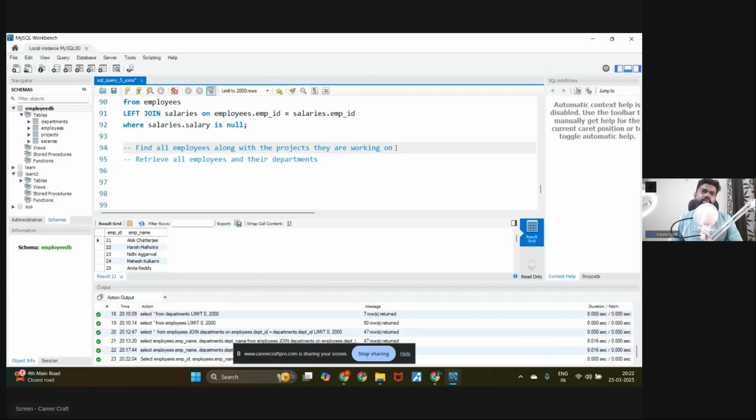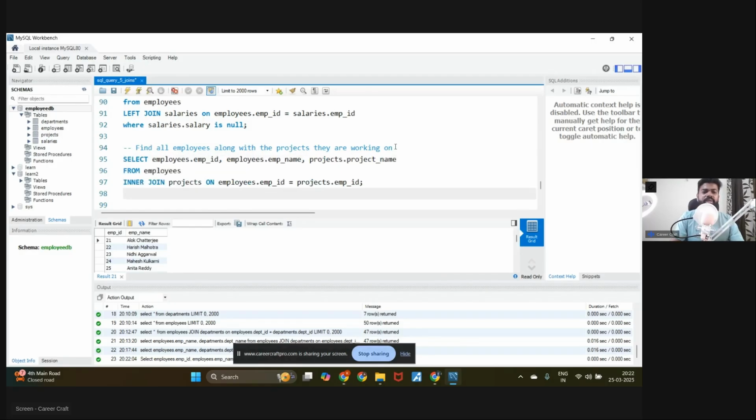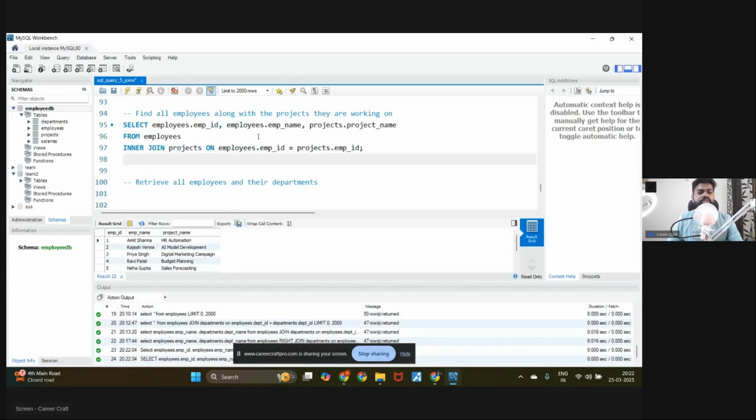Again, this is very easy. I don't think this needs any explanation. This was a simple join. So you guys can just do it: employee name and project name.